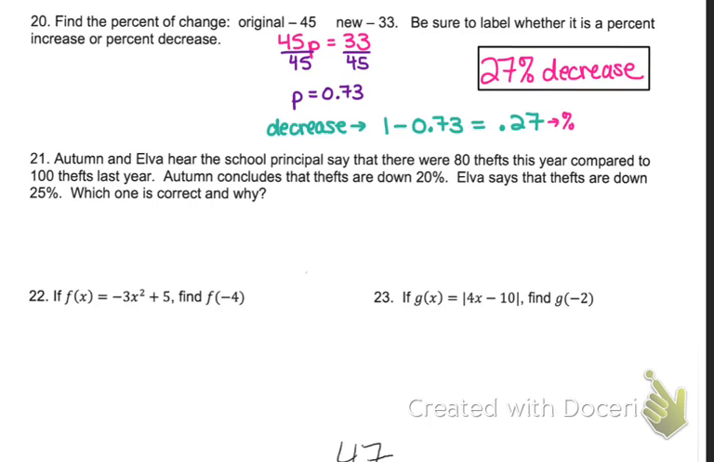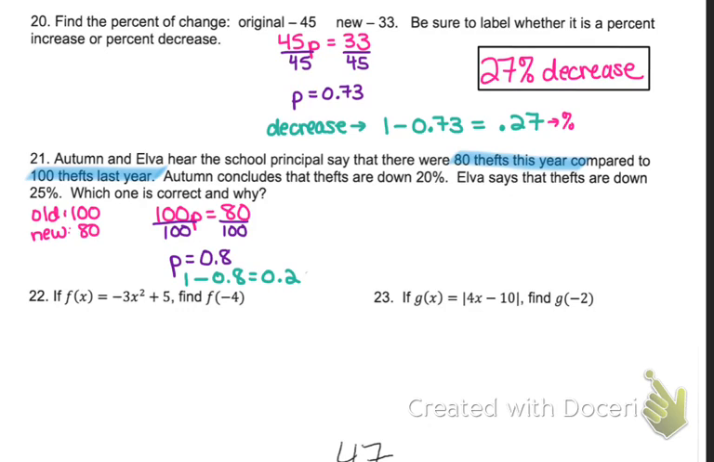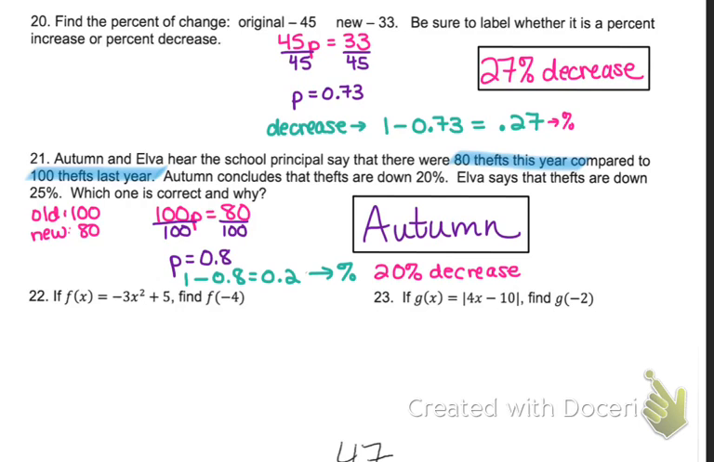Autumn and Elva, the school principals, say there are 80 thefts this year compared to 100 thefts last year. So we have 80 and 100, but be careful because 100 is the old and 80 is the new, last year versus this year. So plug it in, old times p equals new, solve for p. And then we ask ourselves, how much more, how much less than 1 is it? It's less than 1, so we subtract it from 1, which gives us, when we change it to a percent, a 20% decrease. Therefore, Autumn is correct.